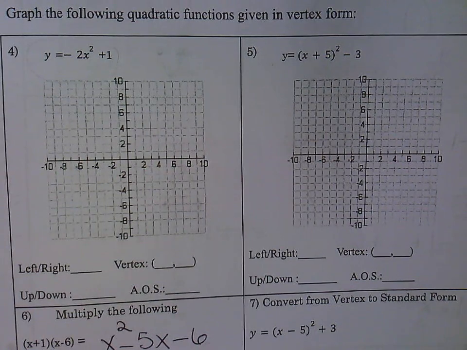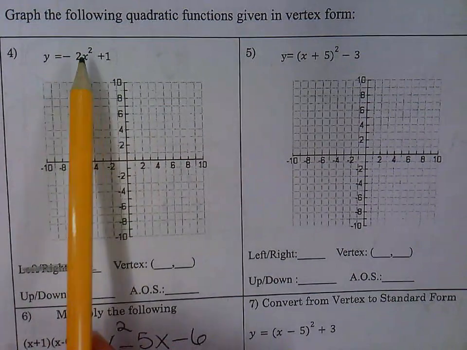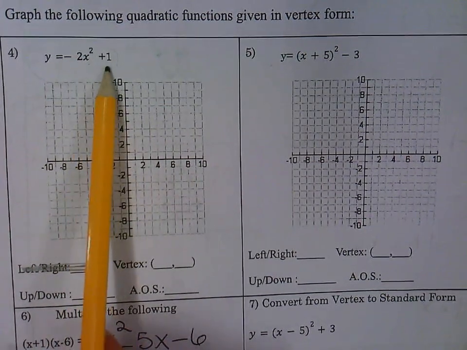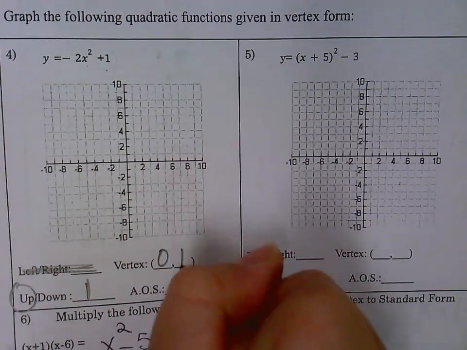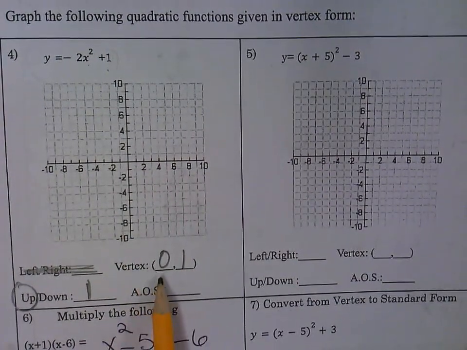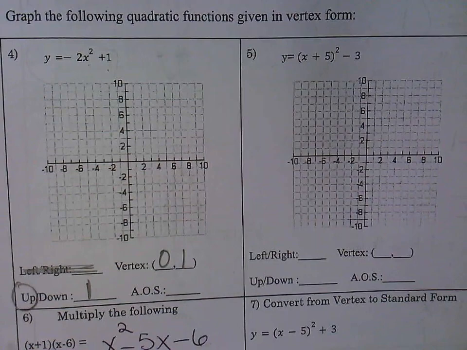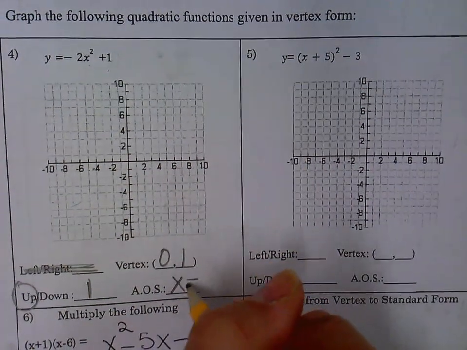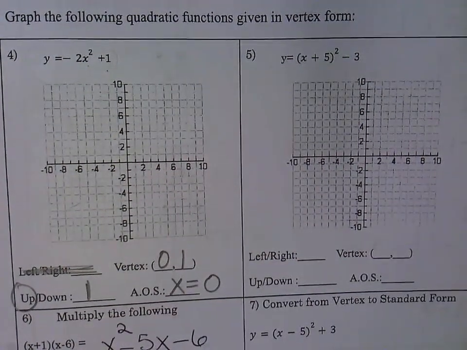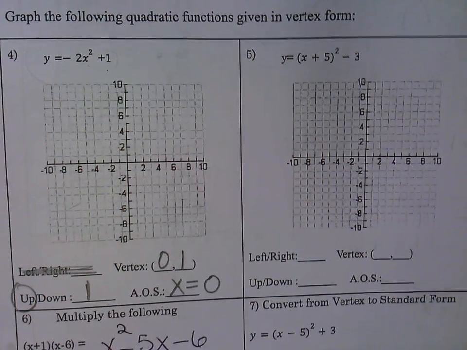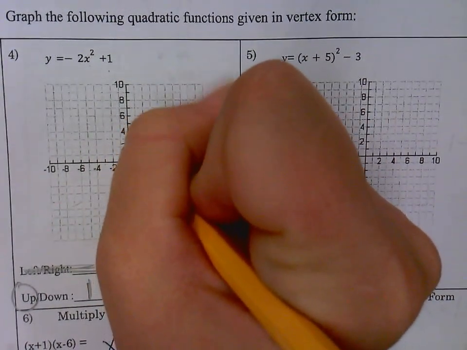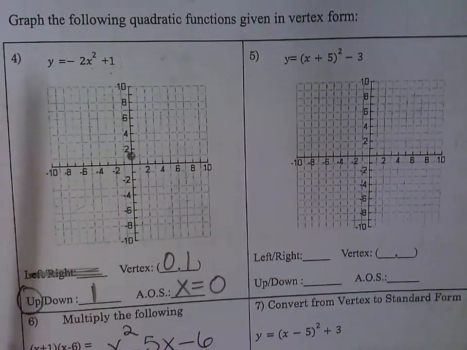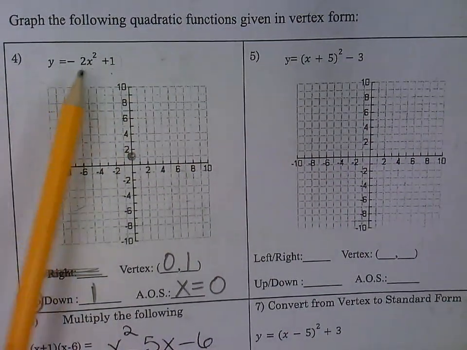Trick question. I actually don't go left or right, right? No lefts or rights because there's no parenthesis. What does this +1 do? Up 1. So that moves my vertex from 0, 0 to 0, 1. So my axis of symmetry is at x equals 0, vertical line through the vertex. So I'm going to plot 0, 1, and then you're going to tell me what shape this is going to be. The -2, that does 2 jobs.